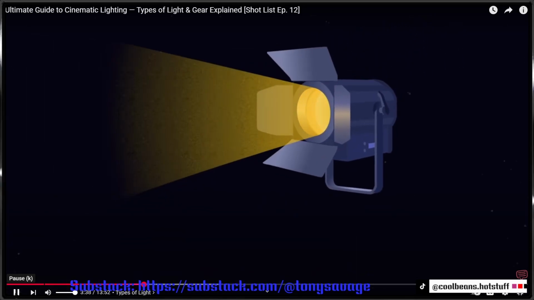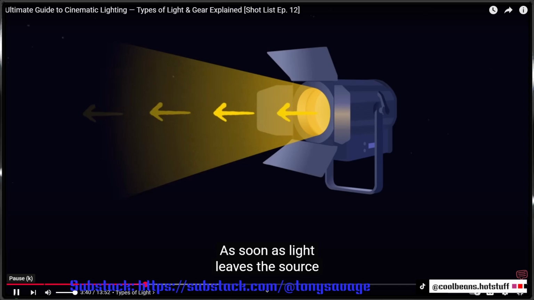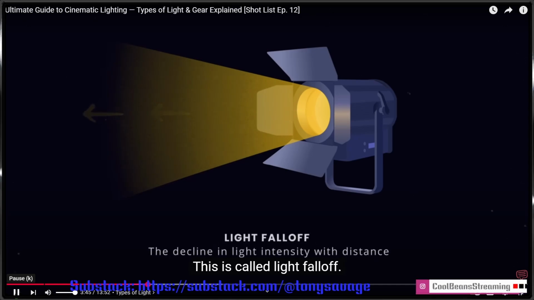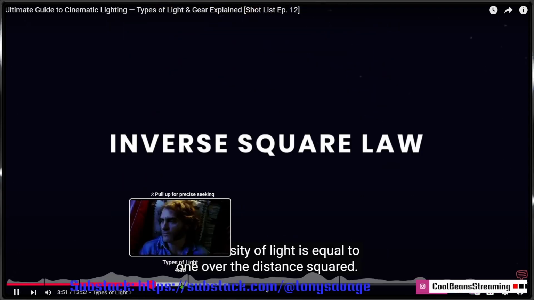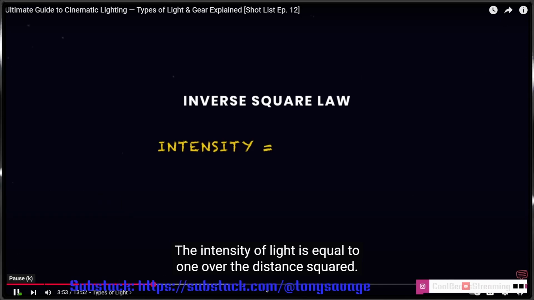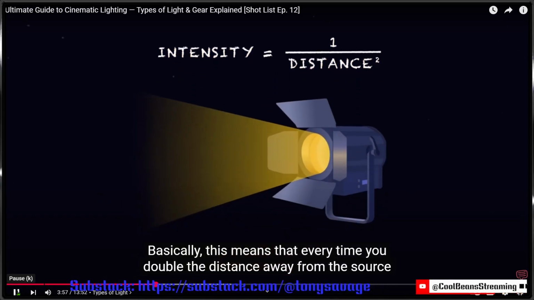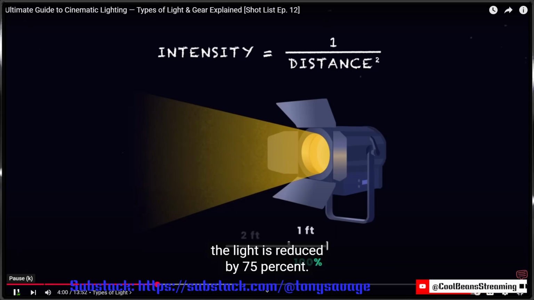Interesting. Okay. As soon as light leaves the source, it begins to lose intensity. This is called light fall-off, and we can predict and account for this loss using an equation called the inverse square law. The intensity of light is equal to 1 over the distance squared. Basically, this means that every time you double the distance away from the source, the light is reduced by 75%.